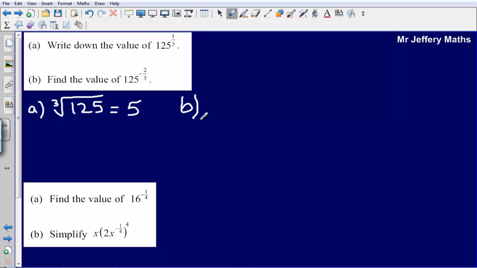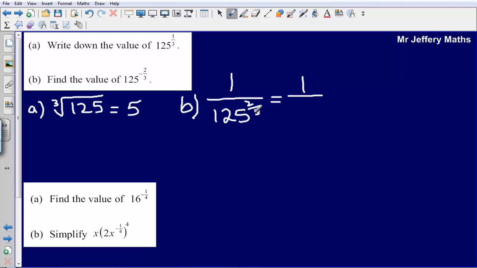Part B asks us to find the value of 125 to the negative 2/3. So the first thing to recognise here is that I have a negative power. If I have a negative power, I simply take the reciprocal of my value, and when I do that, it becomes a positive power. So it becomes 1 over 125 to the positive 2/3.